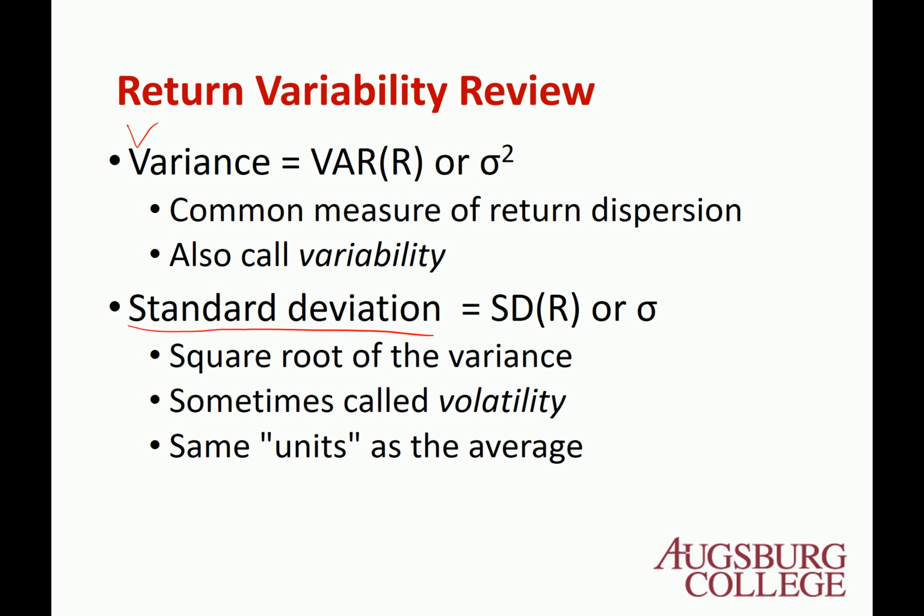Variance is the common measure of return dispersion. It is just the sum of the squared deviations from the mean, from the average, divided by n minus 1. And because the variance is in squared units, we take the square root to get the standard deviation. The standard deviation is in the same unit as the average.